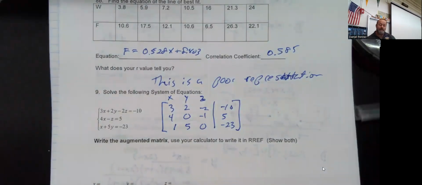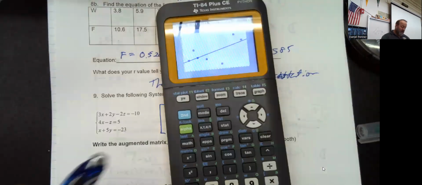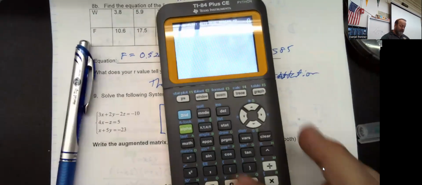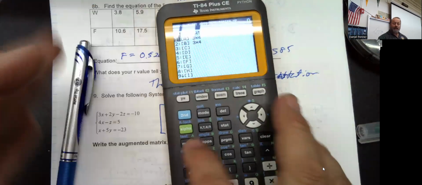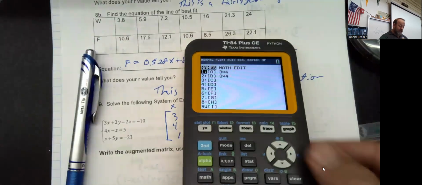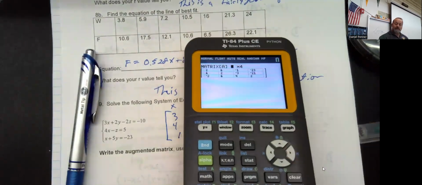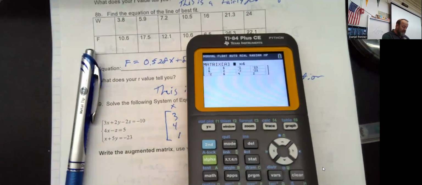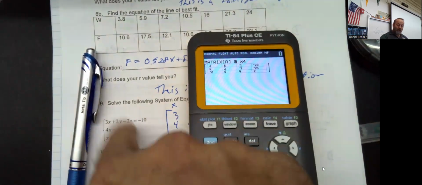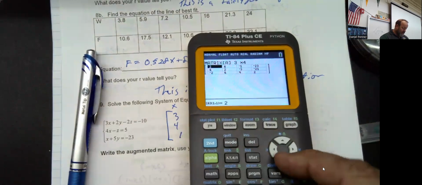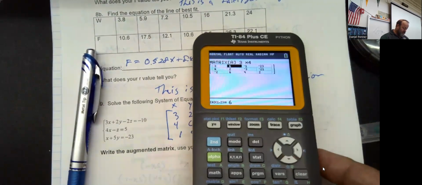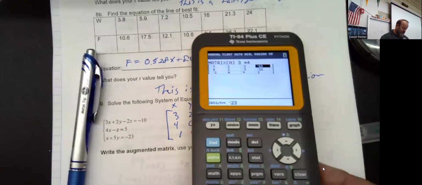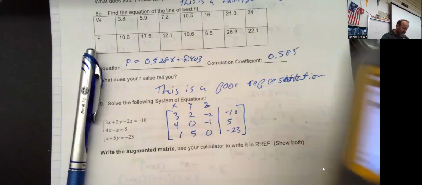And so I need to come into my calculator and do that. So just like the previous problem, I'm going to go to matrix. I'm going to go to edit because I need to put it in. I need to tell it what size. This one is a 3 rows by 4 columns, so that's okay. And I'm going to put 3, 2, -2, and -10. Just making sure I have those numbers right.